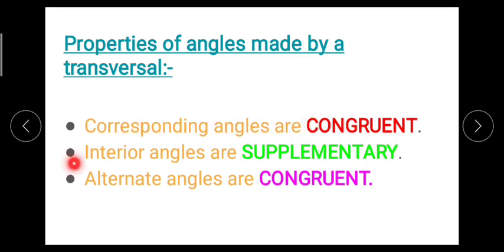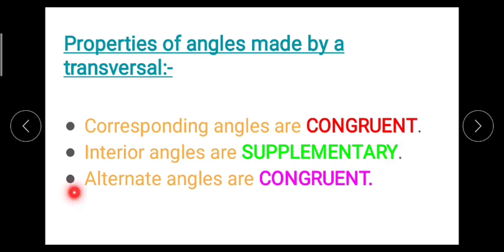Second property, interior angles are supplementary. Students, what do you mean by supplementary? You had this concept last year, in 7th standard. Supplementary means whose addition is 180 degree. So interior angles are always supplementary, means their addition is always 180 degree.